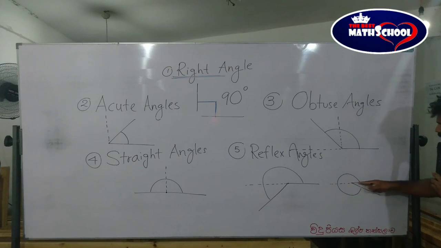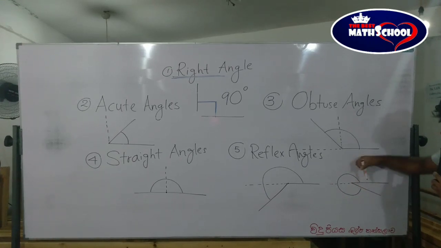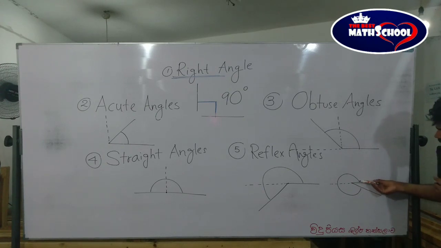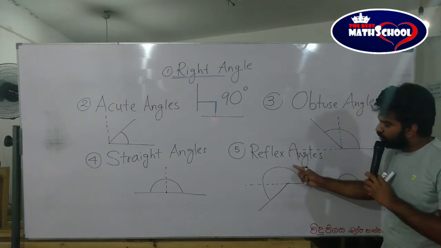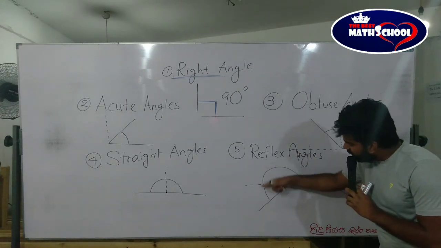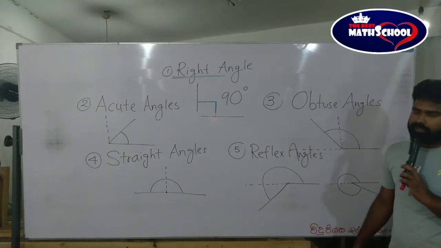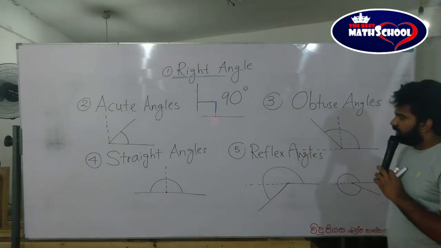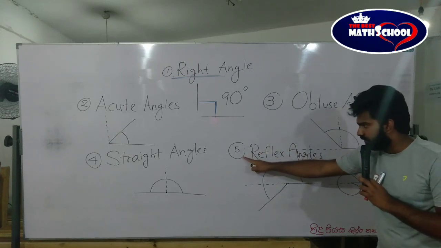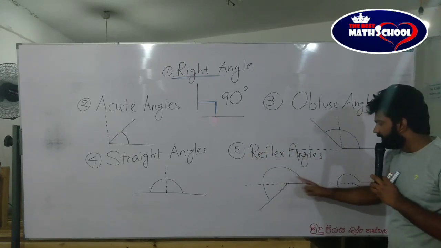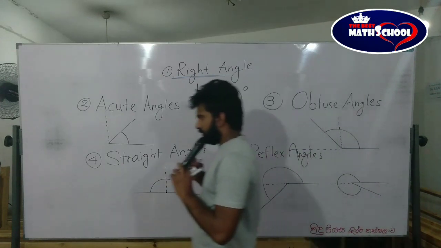It should not come to this level. If I come like this and this arm comes and stays on the other arm, we can just see one line, and if I keep going again, it will be an acute angle again. So it should be more than 2 right angles and less than 4 right angles. So write down the topic, reflex angles, as the 5th one, and take both of these 2 diagrams.